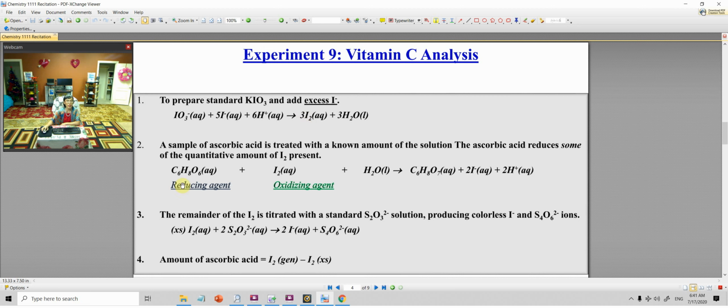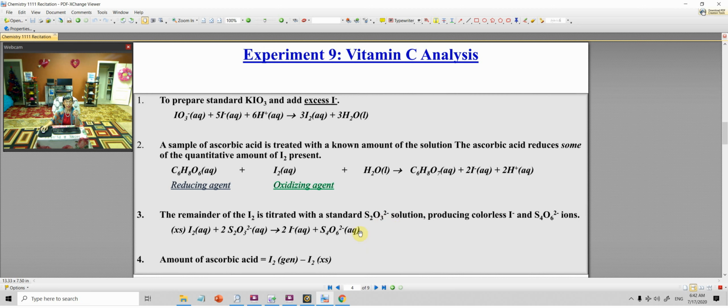Your ascorbic acid again is acting as a reducing agent, and your I2, iodine, is the oxidizing agent. This is another important reaction for you. The remainder, usually this I2, is in excess, so you are going to study the back titration. The remainder I2 is going to be titrated using a standard solution, sodium thiosulfate, and then you produce another colorless I negative.